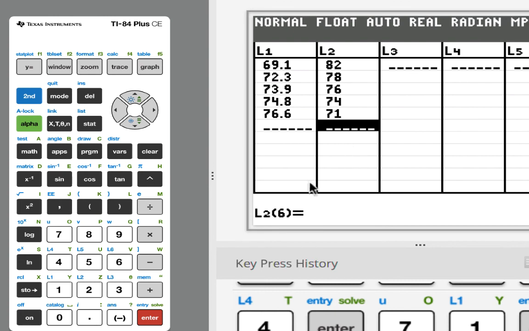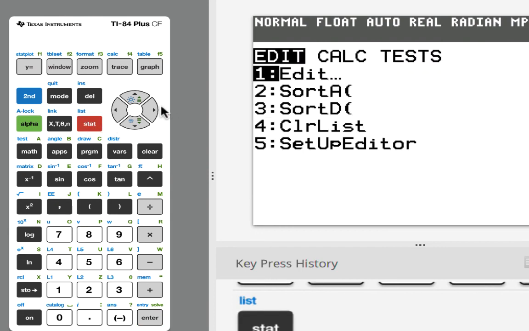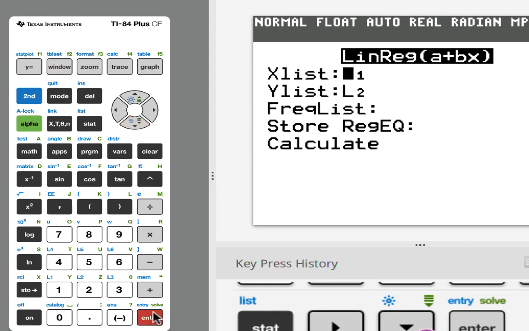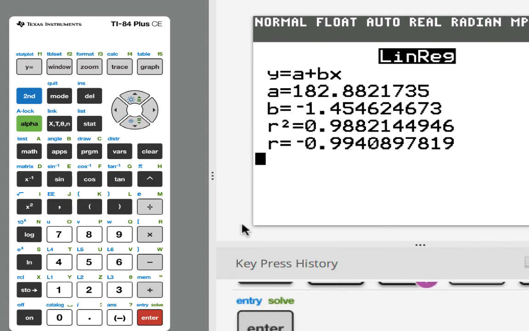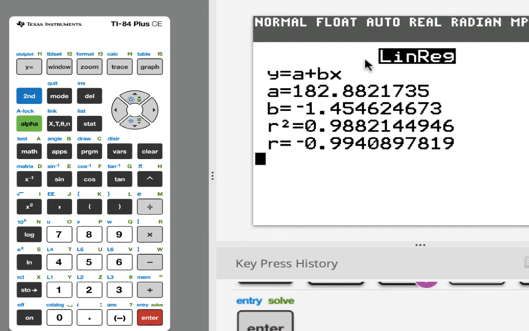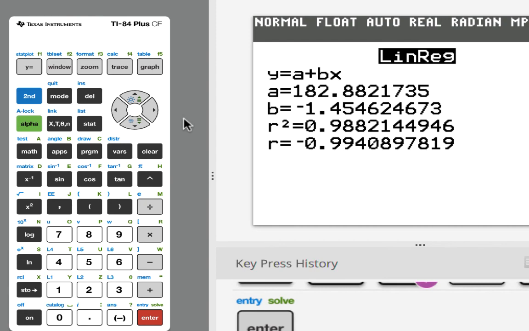Okay, now we want to find out the linear regression equation line. Go to stats once more, calc, go to number 8. X list and Y list is L1 and L2. Then press enter and you get A to be 182.88, B to be -1.45, so it's a negative relationship. R is -0.99. You see an R squared, don't worry, we will be coming back shortly to this R squared. Okay, let's write it down.